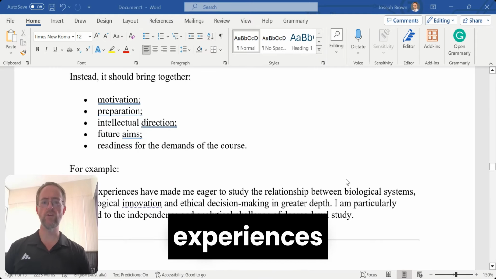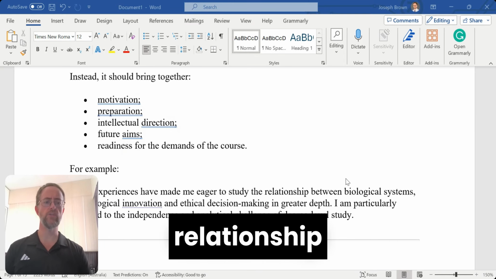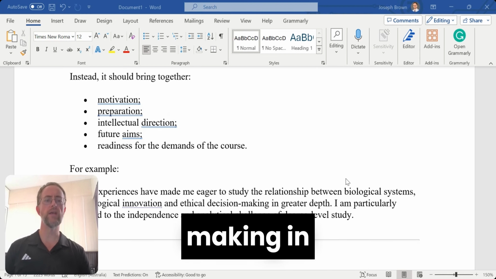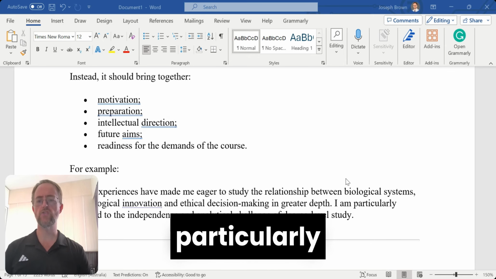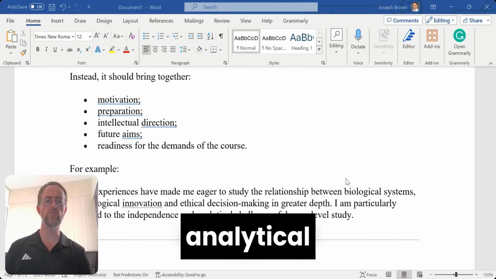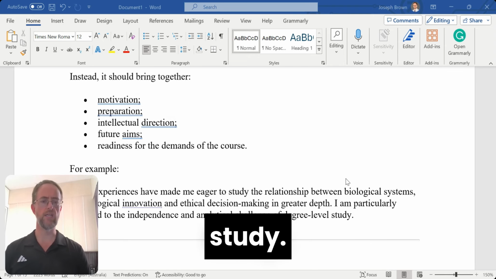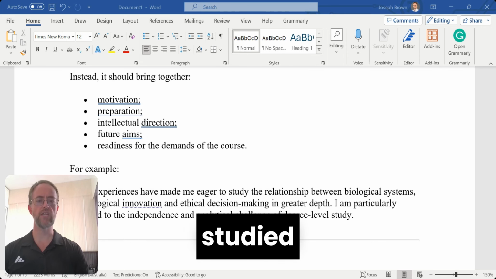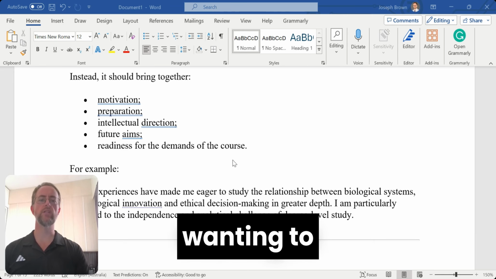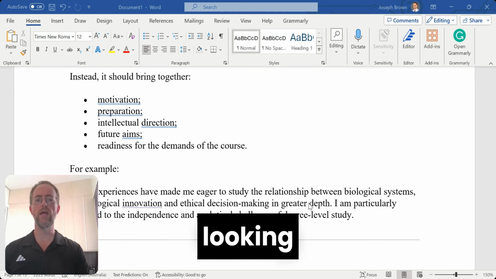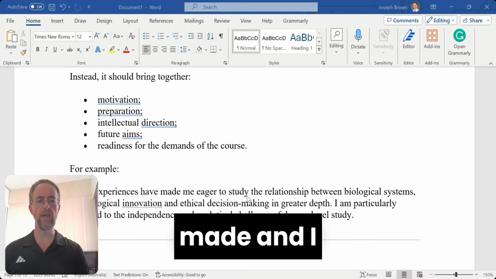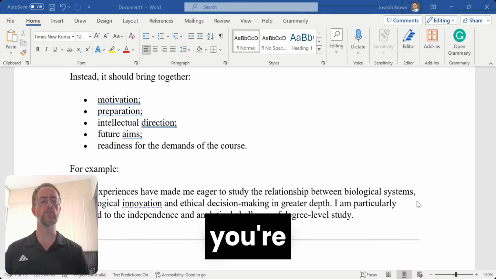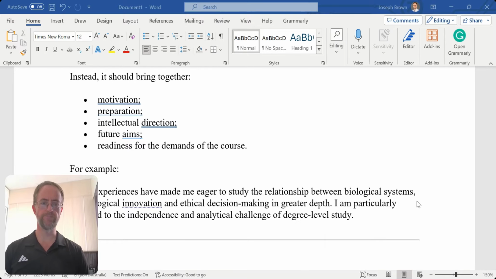For example, these experiences have made me eager to study the relationship between biological systems, technological innovation, and ethical decision making in greater depth. I am particularly attracted to the independence and analytical challenge of degree level study. So I'm ready to study at a higher level than I've ever studied before. I'm not just wanting to study a subject, I'm looking at how these connections can be made, and I want to work with other people who are doing this kind of work. This is what you're saying in your final statement.